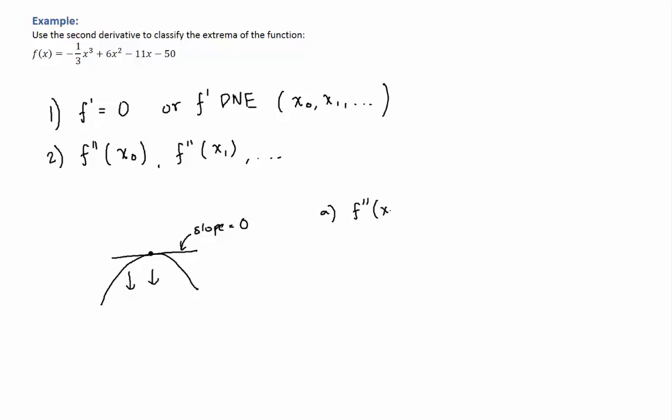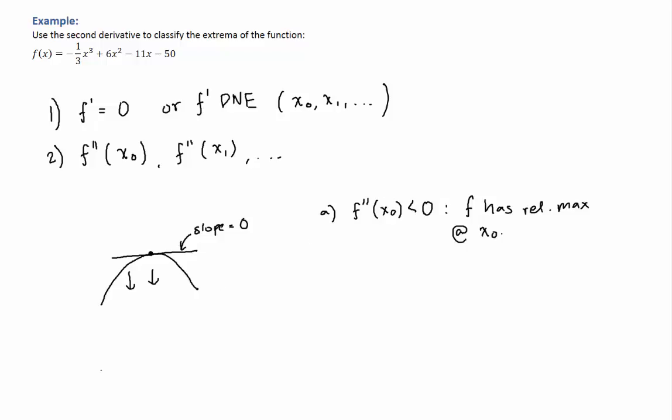So if the second derivative is negative at x0, then f has a relative max at x0. Because you would have that the first derivative is 0, that is a critical point, and then your second derivative is negative, telling you that it's concave down, therefore it's a relative max, which is kind of the opposite of what you would normally expect.